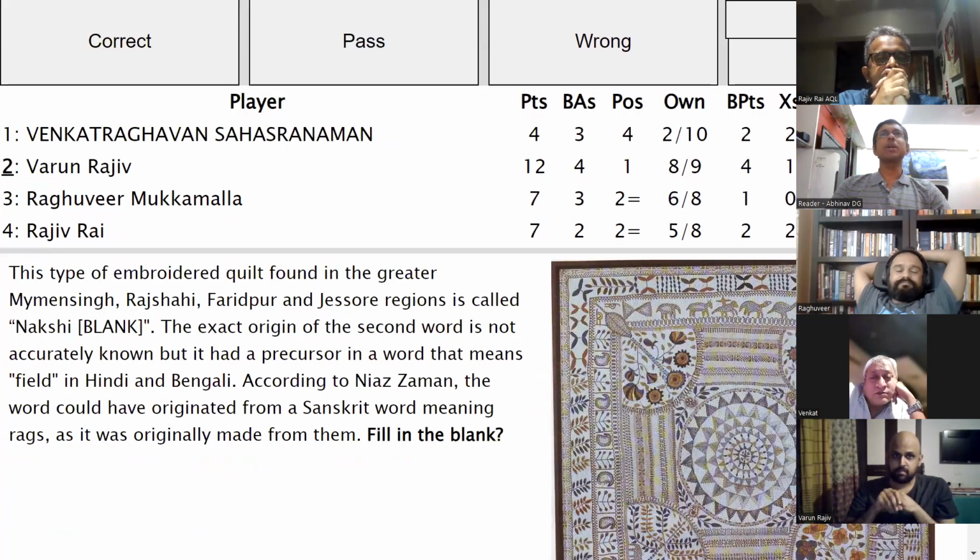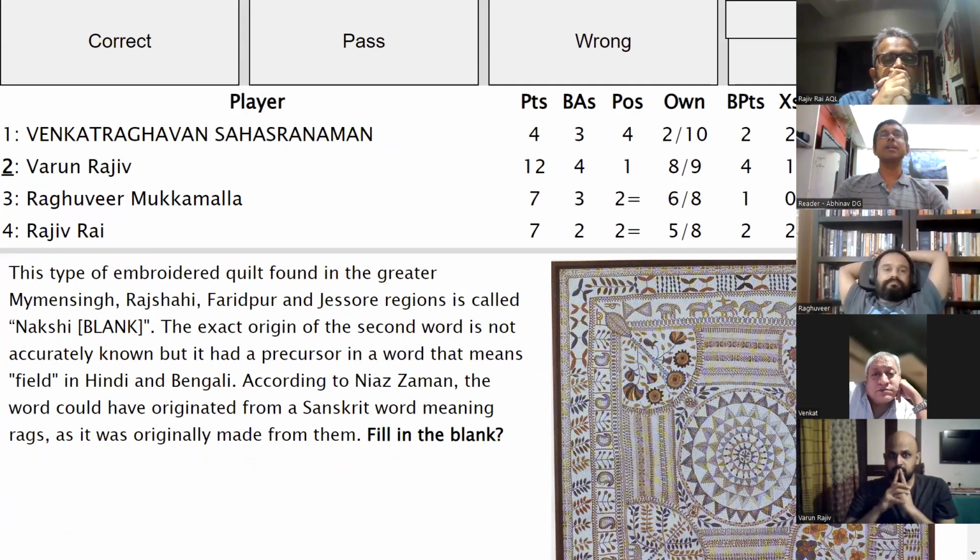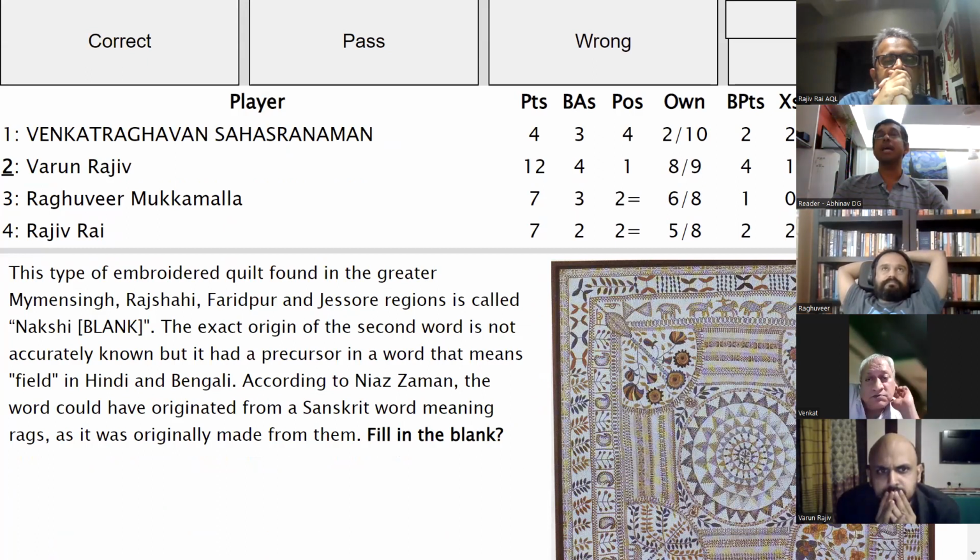This type of embroidered quilt found in the greater Mymensingh, Rajshahi, Faridpur and Jessore regions is called Nakshi blank. The exact origin of the second word is not accurately known, but it had a precursor in a word that means field in Hindi and Bengali. According to Niaz Zaman, the word could have originated from a Sanskrit word meaning rags, as it was originally made from them. So fill in the blank.